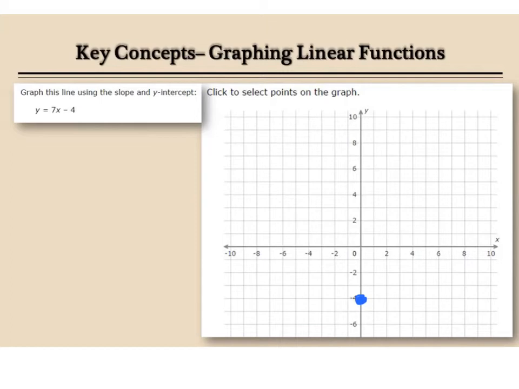Now my slope is 7 and it's positive. That's a pretty steep slope, which means I'm going to go up 7 and over 1, because if 7 were a fraction, it would be 7 over 1. So I'm going to go up 7, which puts me at 3, and over 1, and since it's positive, I want the line to go up and to the right. There's my 2 points, and then I'm going to draw my line, which is not very straight here for me. You'll be using a ruler, and there's a graph of that line.